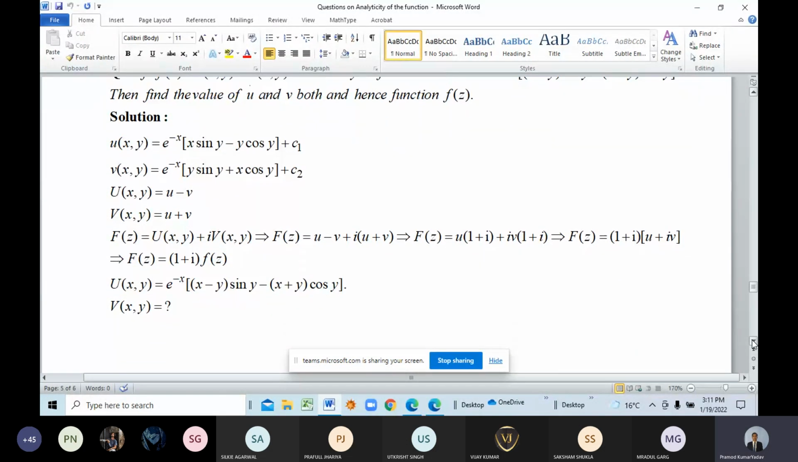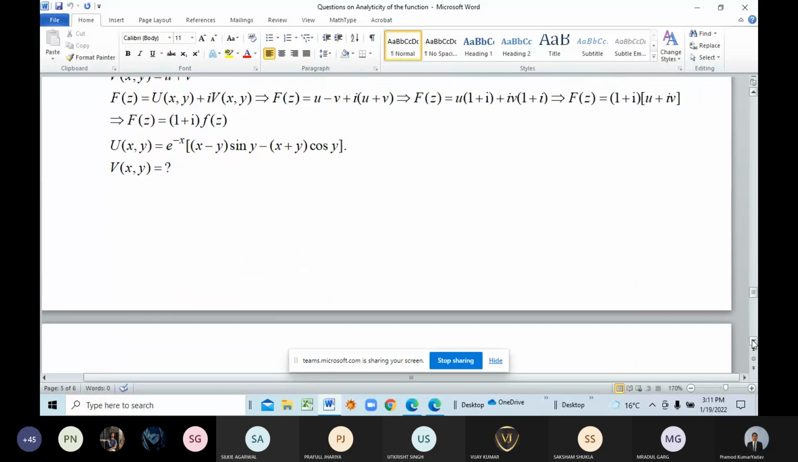Now, another method is the Milne-Thomson method.